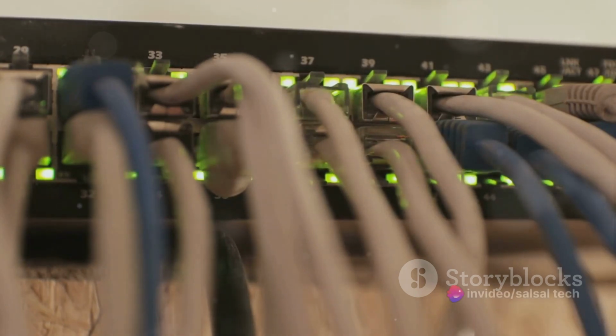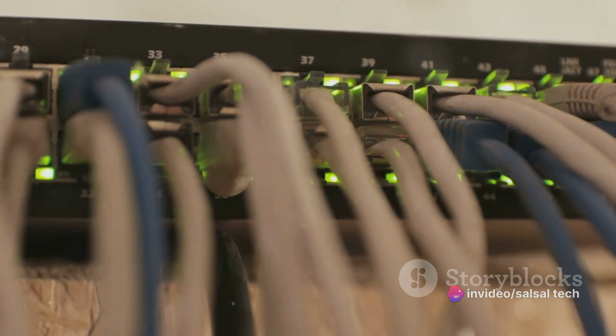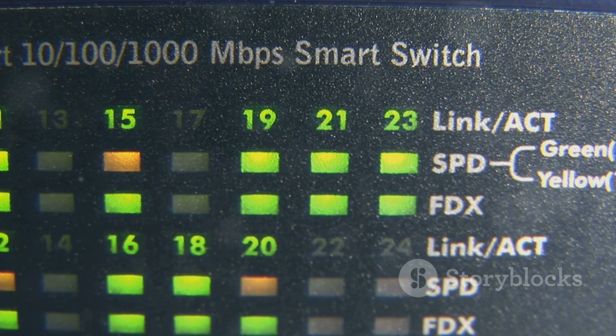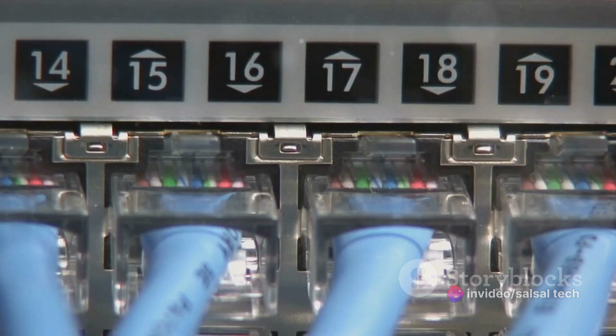These labels are assigned by a label edge router, or LER for short. The LER is like the traffic director of the network, ensuring each packet knows its route before it sets off. Once a packet has its label, it's sent into the MPLS network. As it travels, each router it encounters, known as a label switch router, or LSR, reads the label and determines the next hop for the packet based on the information it contains.